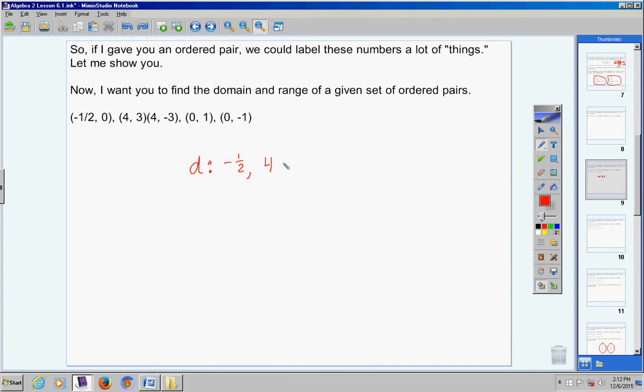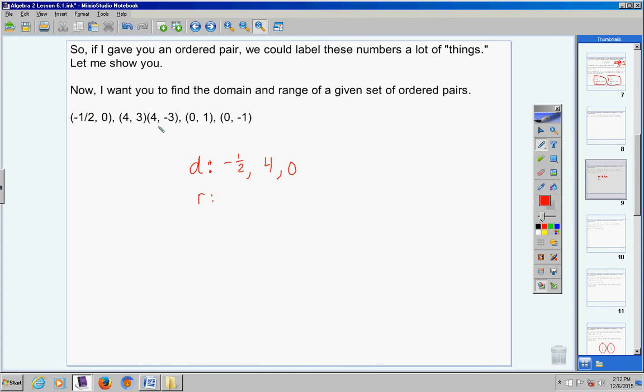I'm not going to take points off, but technically you shouldn't. Next x value is 0. So your x values are -1/2, 4, 4, 0, 0. So there's your domain. Now here's your range.